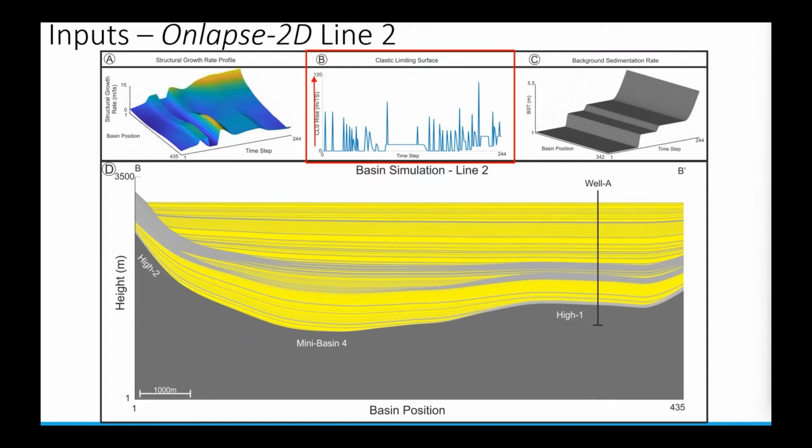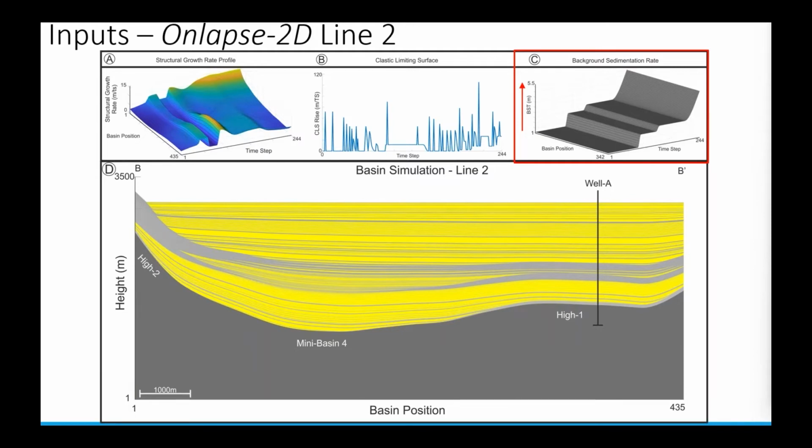And you can see it's very sporadic in terms of the amount of rise per time step and the length of that rise. We then finally have our background sedimentation rate. We have time on the x-axis, y is basin position, and the thickness of background sediment deposited is on the vertical axis. This one was uniform through time, uniform in space, but evolves through time.